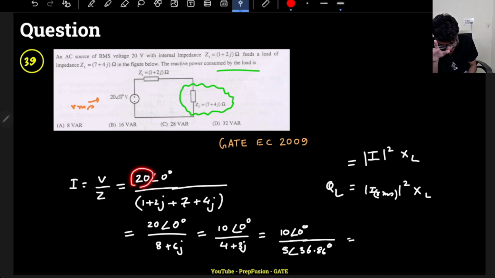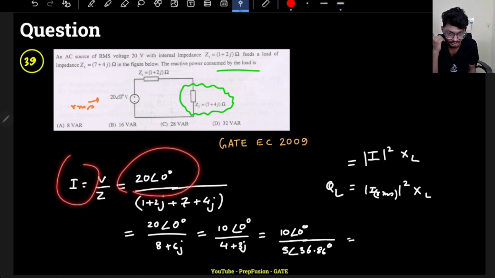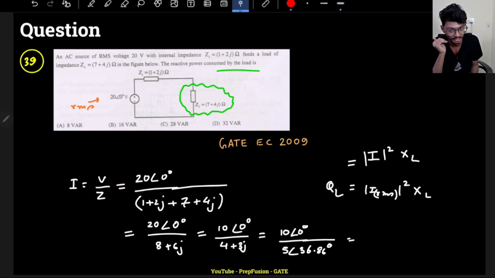what is this? This is RMS, right? So if this is RMS, this will also be RMS. I don't care about Z. That's why we told you that you don't have to care, just convert into polar or rectangular. It will not matter. What will matter is the voltage. If the voltage is RMS, current will also be RMS. If the voltage is in peak, current also will be in peak. So just be careful regarding that.